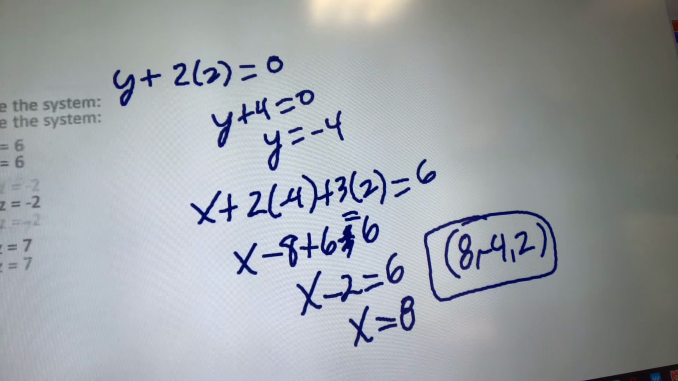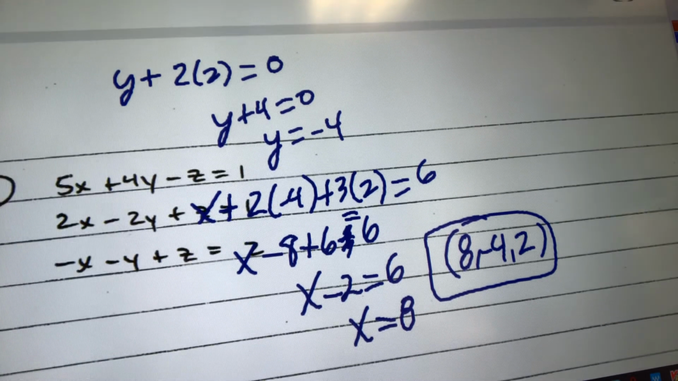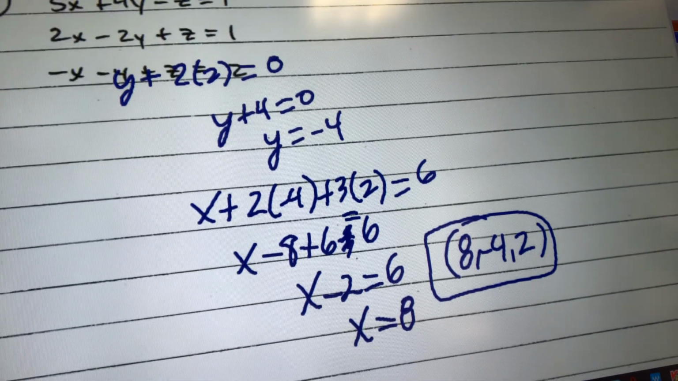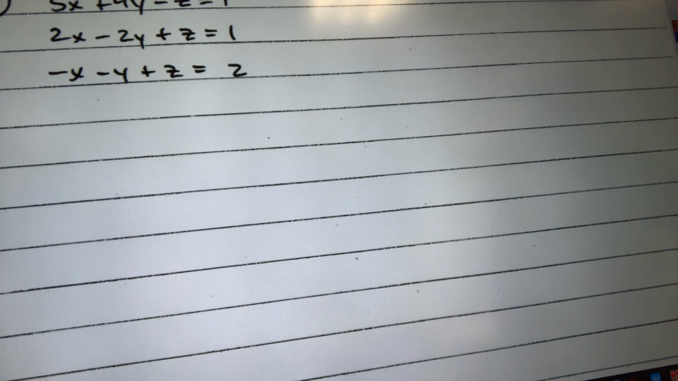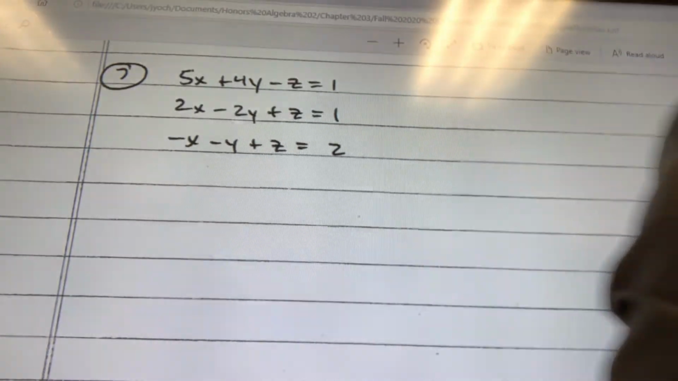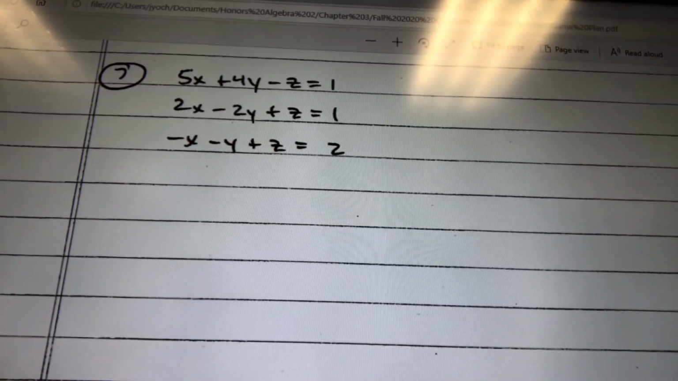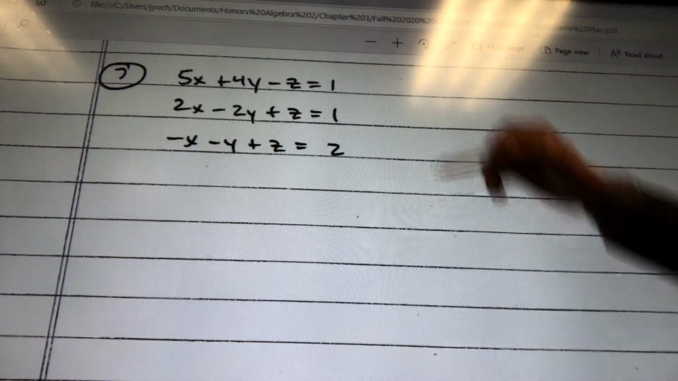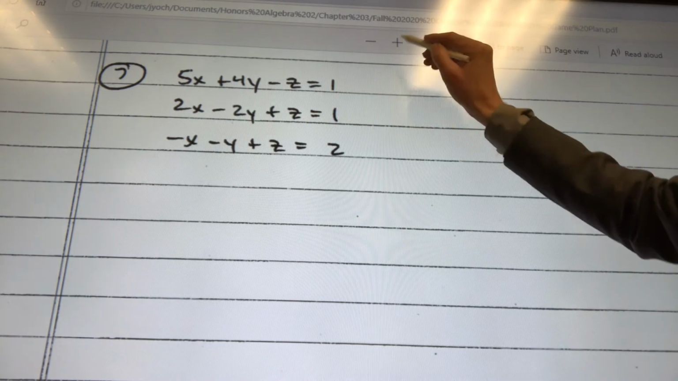All right, then let's take a look at this page, one of the second to last page here. This one here that says number 7. Again, when you have one on your own, it's all about looking what variable would be very, very easy to eliminate. And look at the z's. They match up really well.